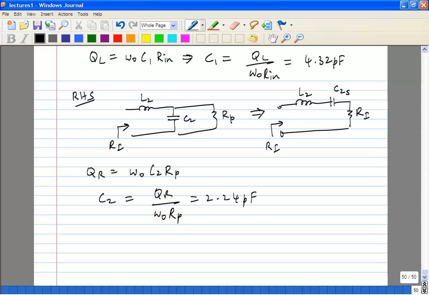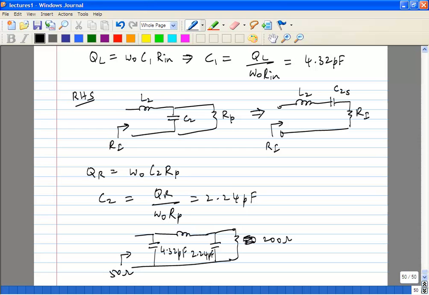Okay, so the final matching network, we already know what it is. You had 200 ohms, and you were trying to match it to 50 ohms. And this C2 is 2.24, this was 4.32, and this was 2.85. And this is your final matching network.